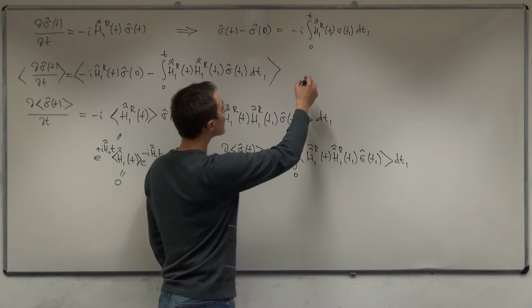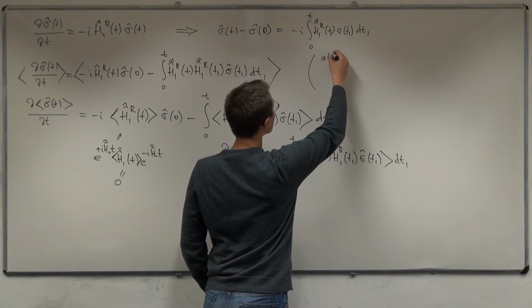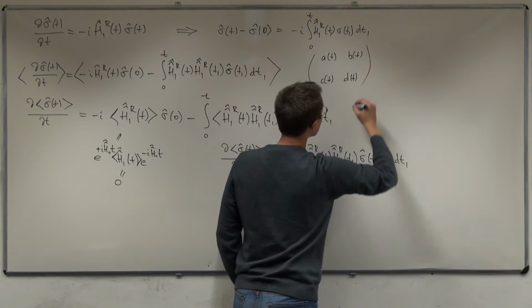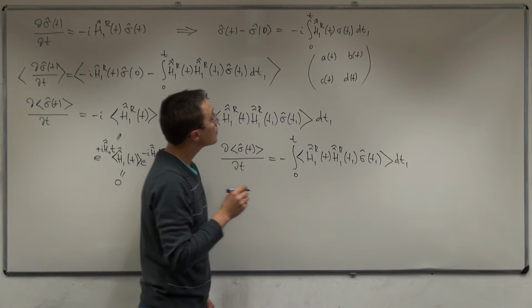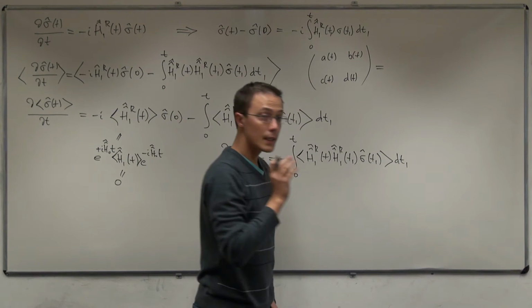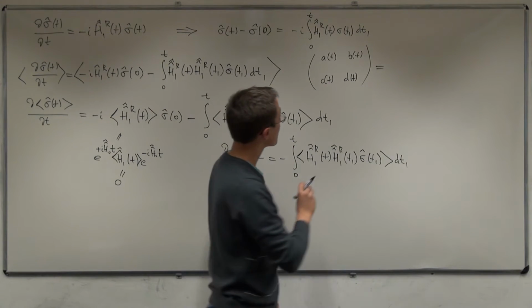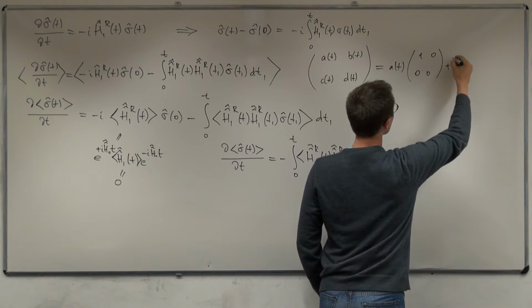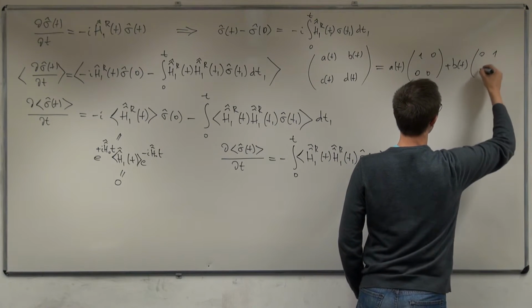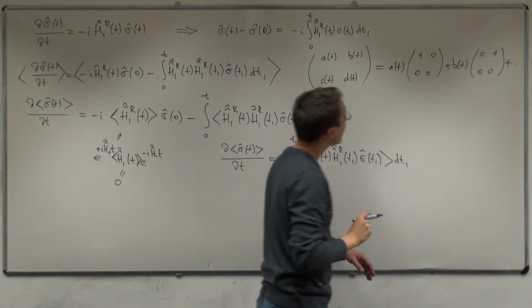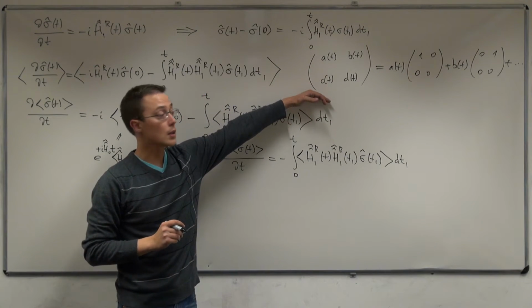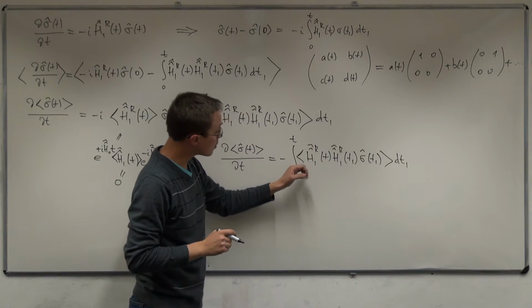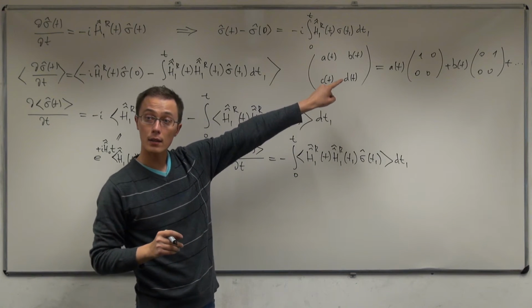I will observe that matrices like, for example, this, A of t, B of t, C of t, and D of t, so time-dependent matrices, can be written out in terms of constant matrices with time-dependent coefficients. So this would be A of t times (1, 0, 0, 0) plus B of t times (0, 1, 0, 0), and so on. Clearly, it is always possible to write a time-dependent matrix in this way. And so what we will be doing is trying to expand this Hamiltonian in exactly such a way.